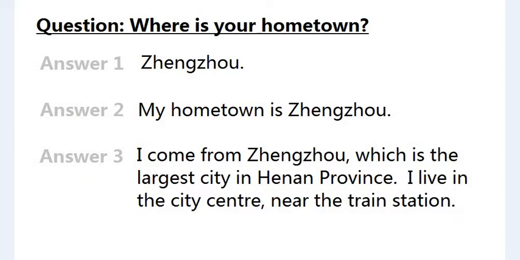Answer 3. I come from Zhengzhou, which is the largest city in Henan province. I live in the city centre, near the train station. Okay, so we've given some extra information. We've explained where Zhengzhou is in case the examiner doesn't know, and we've used some better vocabulary such as province, city centre, train station. Answer 3 again is the better choice.